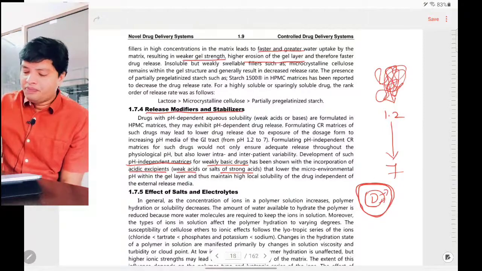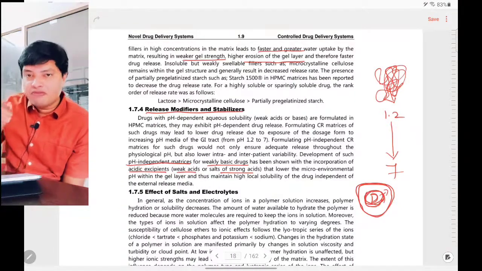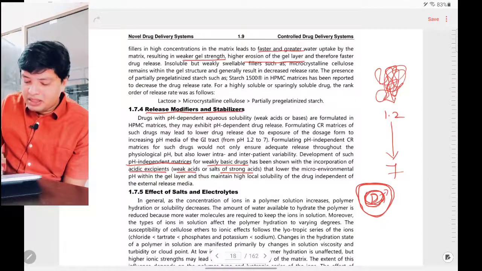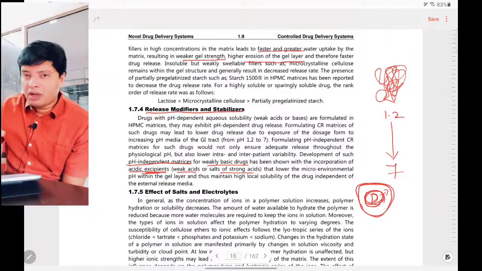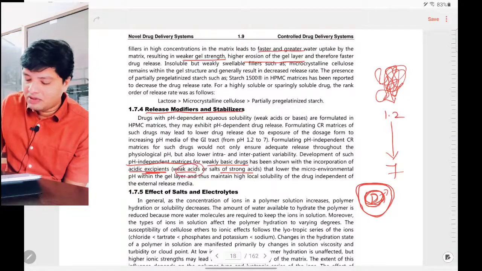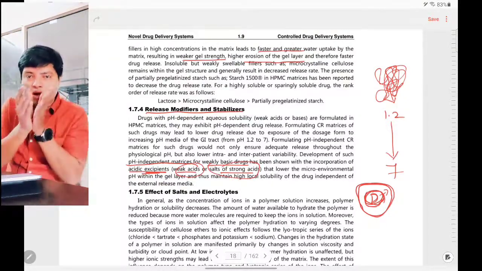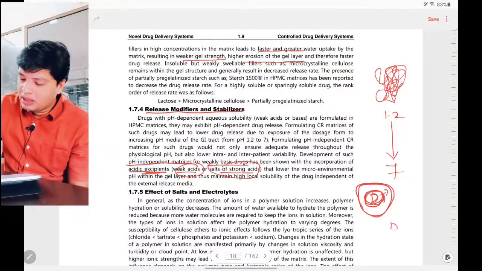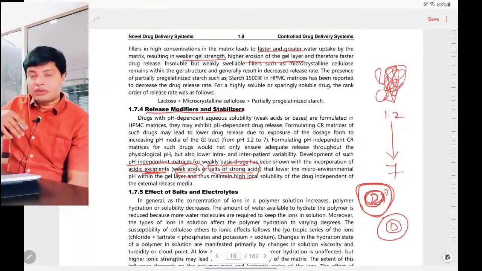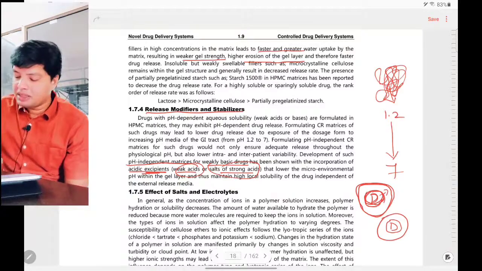So what I will do, first I will take drug particles, and around the drug particles I will keep excipients that are acidic for a basic drug. I am talking about the basic drug. So excipients which are acidic, like weak acids or salts of strong acids. These are the excipients which are kept around the drug microenvironment. Then I will coat this, or I will use pH independent fillers.